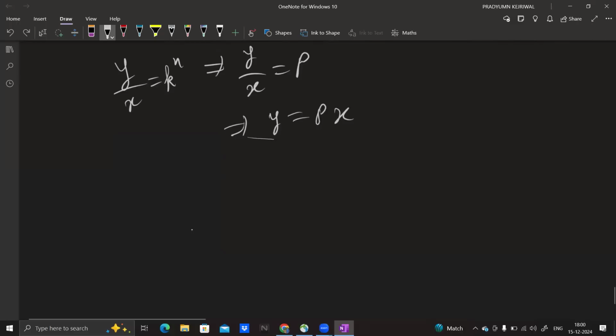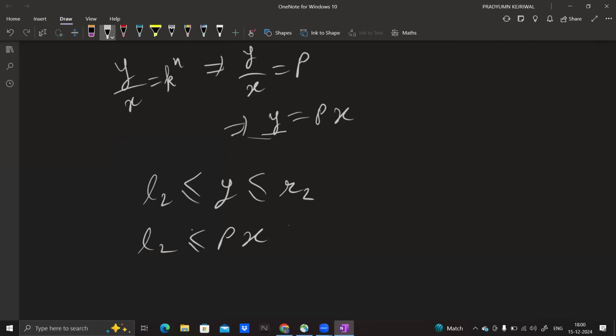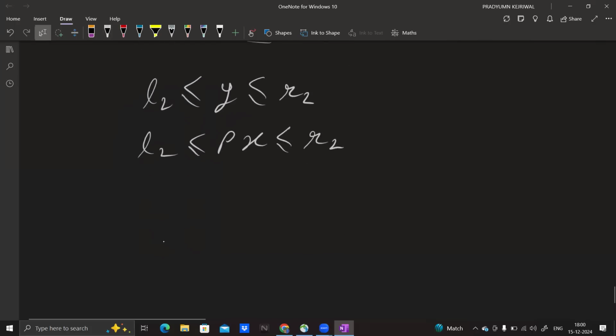And now we want this y to be in between L2 and R2. We want L2 less than or equal to y less than or equal to R2. So I can say that L2 is less than or equal to Px less than or equal to R2. So now L2 by P is less than or equal to x less than or equal to R2 by P. In this case I am not taking integer division. This is normal floating point division.